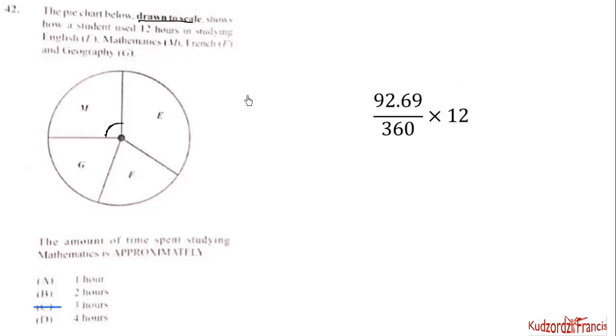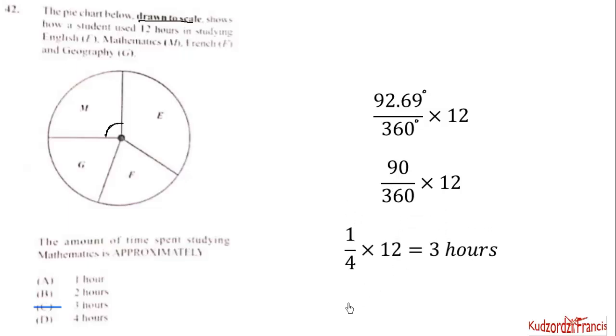92.69. So it means that the amount of time spent studying mathematics will be the angle corresponding to mathematics, which is 92.69 degrees, over 360 degrees times 12, which is the total hours spent. Then note that 92.69 to the nearest 10 is 90 for easy calculation purposes. So this will give us 1 out of 4 times 12 hours, which is 3 hours. So the correct answer is indeed C.